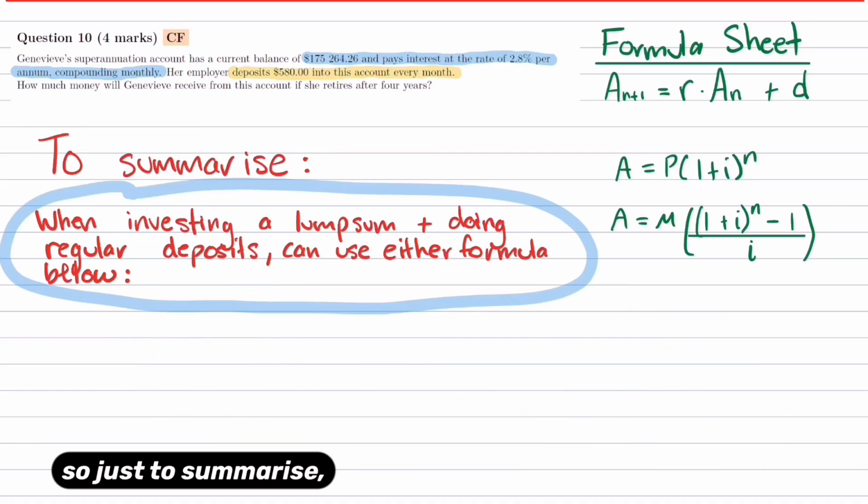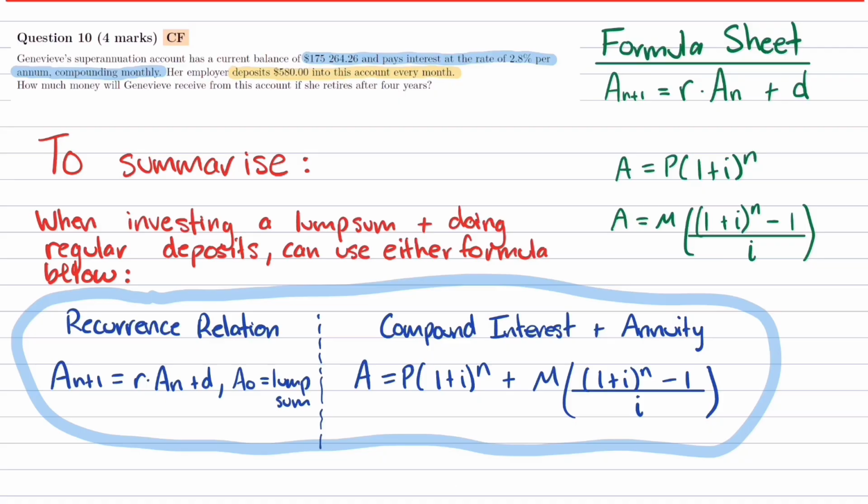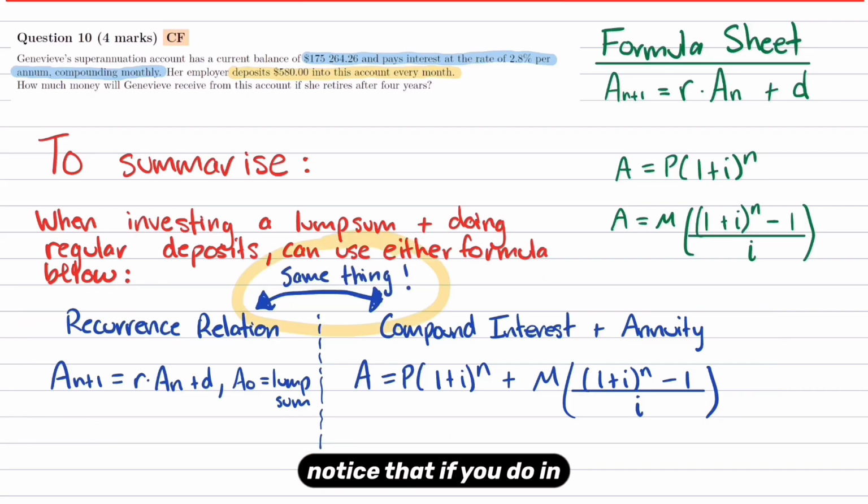So just to summarize, when investing a lump sum plus doing regular deposits, we can use either formula. We can use a recurrence relation where A0 is the lump sum, or we can use the compound interest plus the annuity formula next to each other. And notice that if you do in this situation, you get the same thing. So these sort of questions would definitely be something that you could see in the complex familiar part, or even I guess complex unfamiliar parts of your exam.